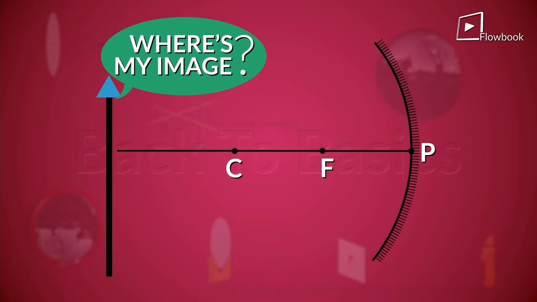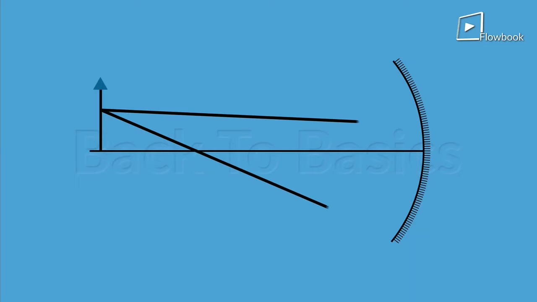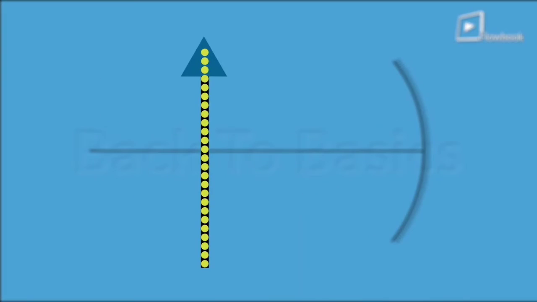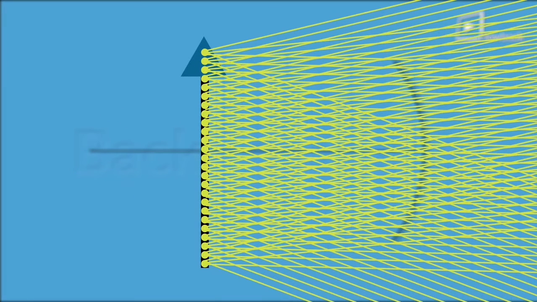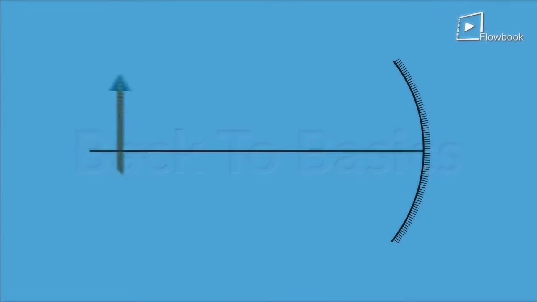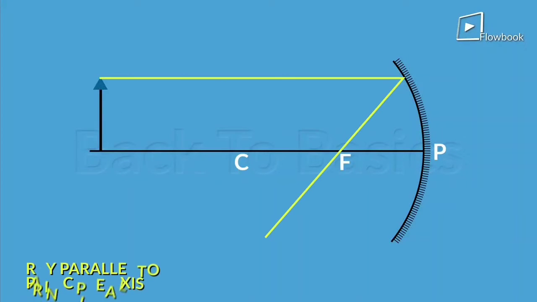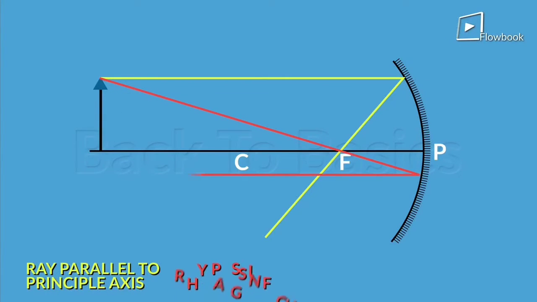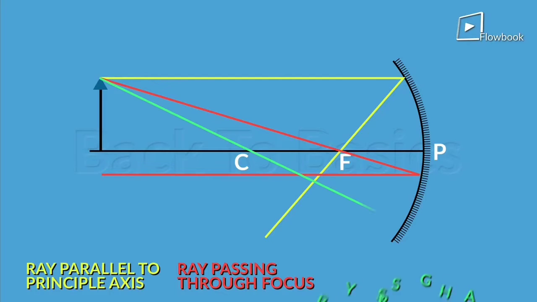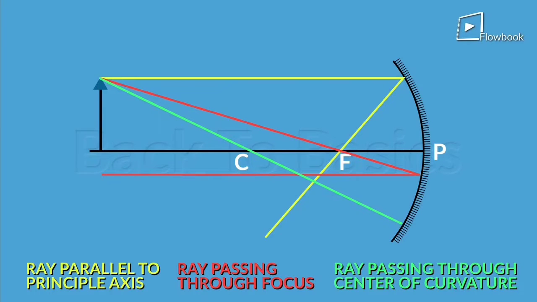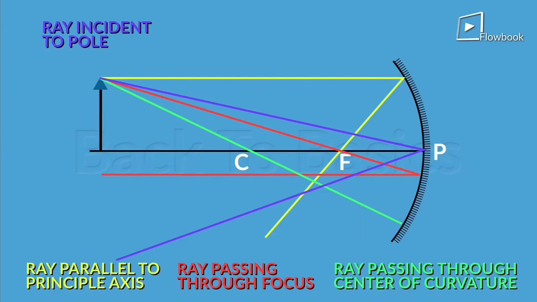Now when is the image formed? An image of a point is formed when two divergent rays from it meet at a point after reflection. Now Mr. O is made of many such points and each point has infinite rays diverging from it. But we'll just take the rays passing parallel to the principal axis, a ray passing through the focus, a ray passing through the center of curvature, and maybe a ray incident on the pole of the mirror.